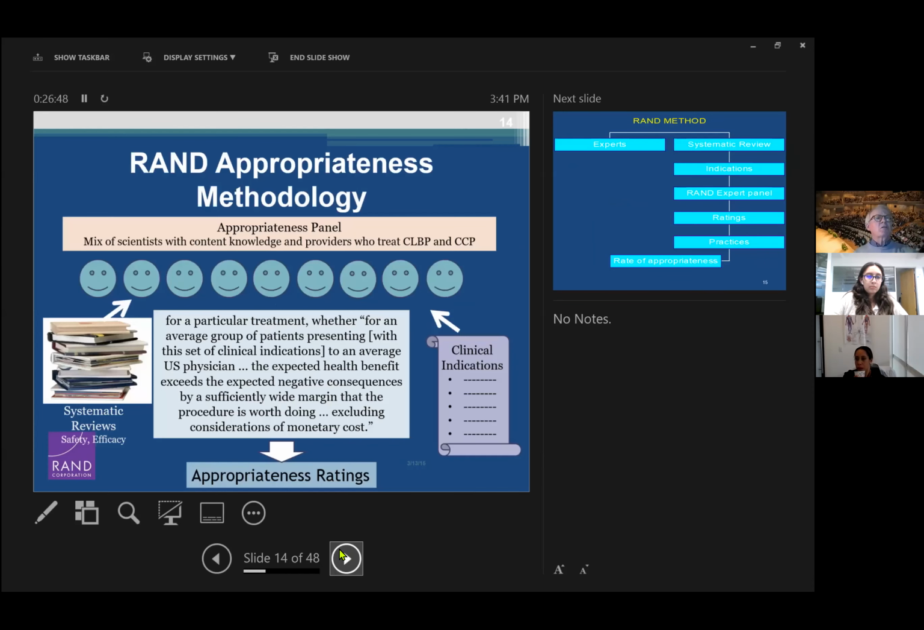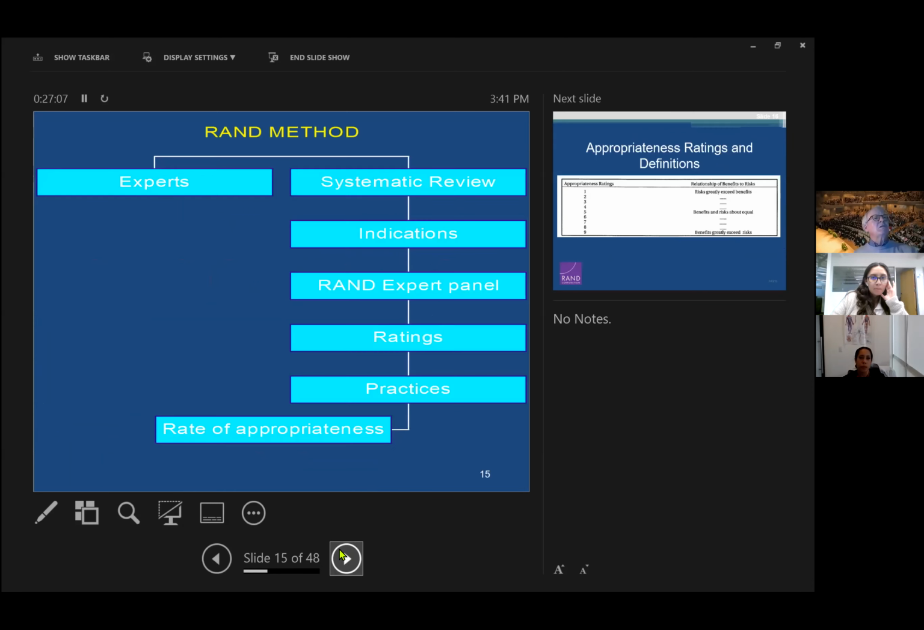So here's what it looks like, if you like, pictorially. I told you in the middle, you look for an average group of patients presenting with that clinical indication to an average US physician in the year in which you're doing the thing. And so that's just really what I've told you. This is another way of saying the same thing.